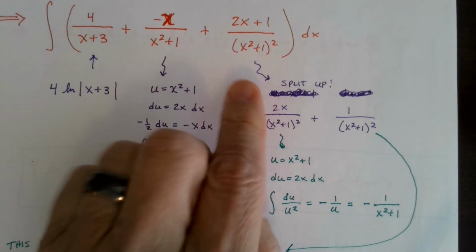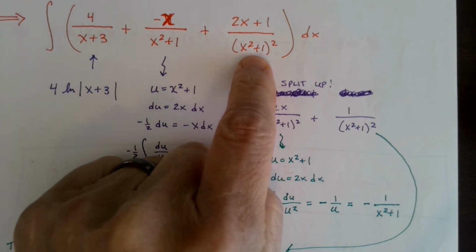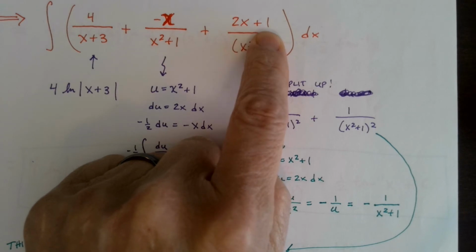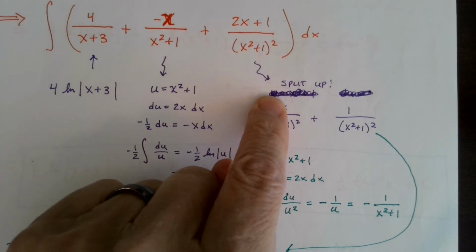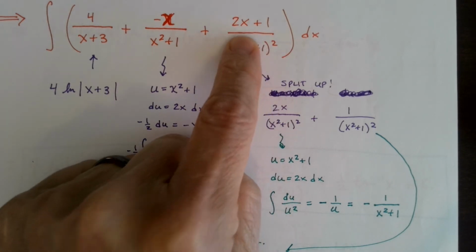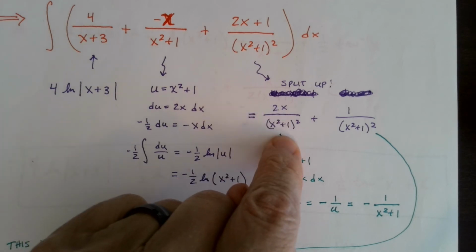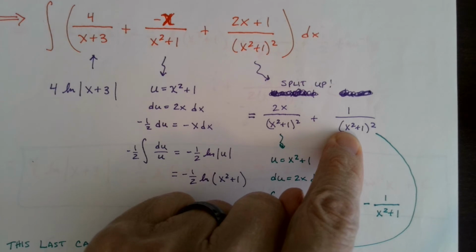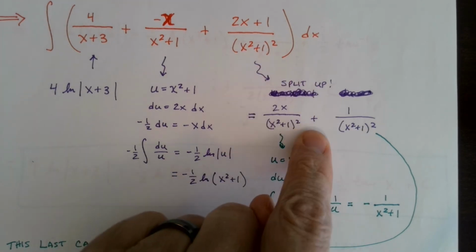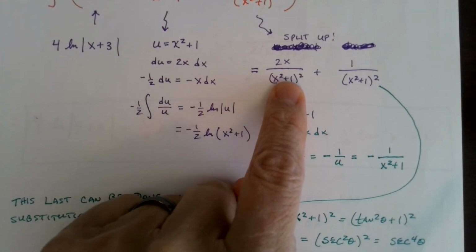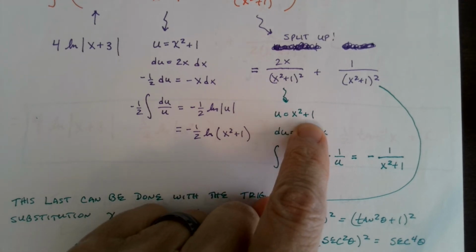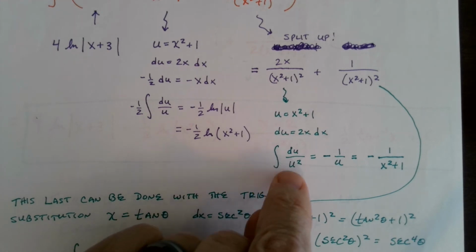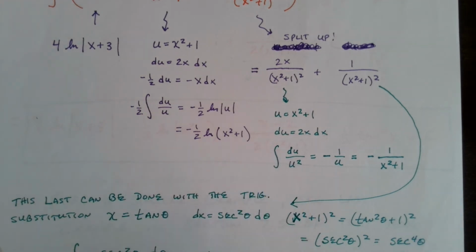Okay, so the first two pretty easy. This one, if I let u be x squared plus 1, I get u squared in the bottom, but du would be just 2x. I've got a 2x plus 1. So I have to split this up like we did before, right? So this will be 2x over x squared plus 1 quantity squared plus 1 over x squared plus 1 quantity squared. Just split that fraction up into 2. Now this one is a simple u substitution. Let u be x squared plus 1. du is 2x dx. That's exactly what we have up top. I get du over u squared.